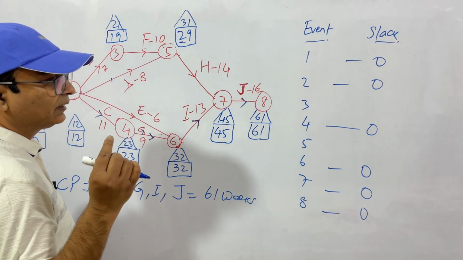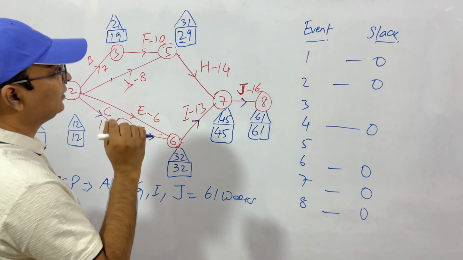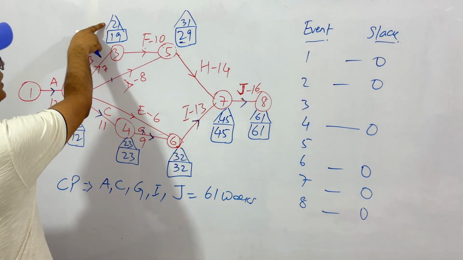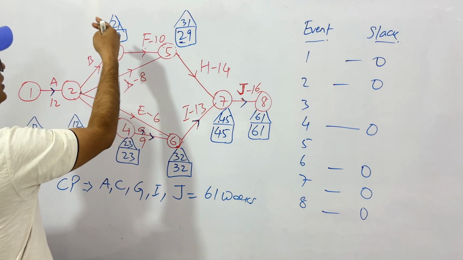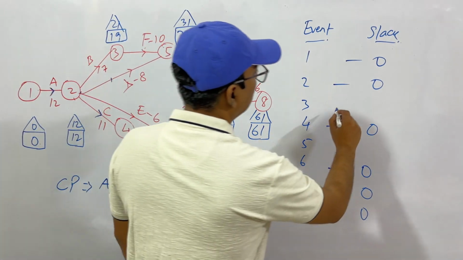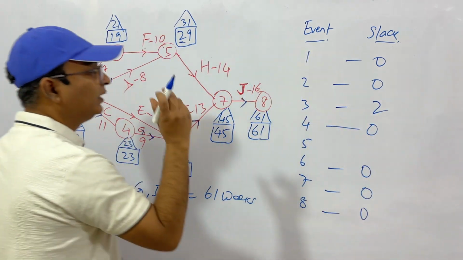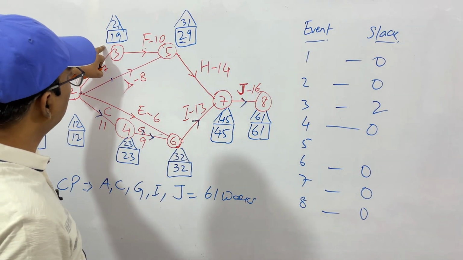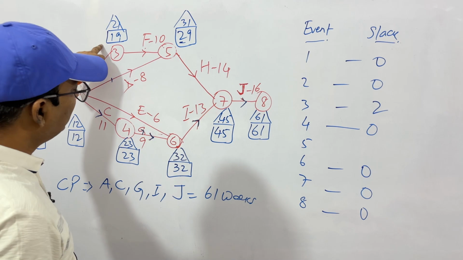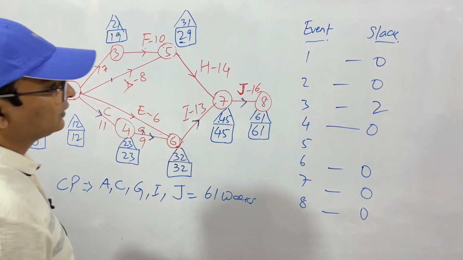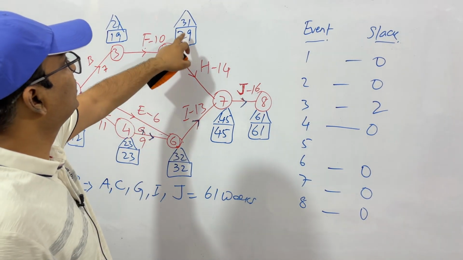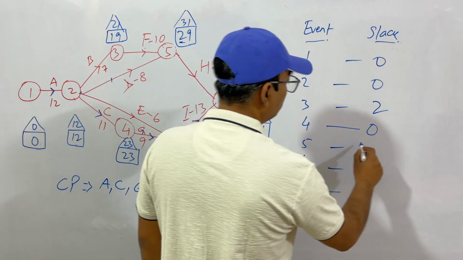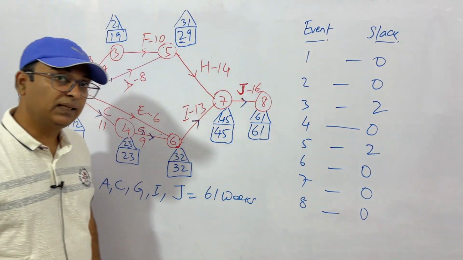But we have a gap, we have a window for 3 and 5. Let's see 3. See, 21 is the backward pass value and 19. So 21 minus 19, 2. So here we have a window of 2 days. That is, it can be started on the 19th, 20th and 21st. So you have a gap of 2 days. Then 5. Here also we have 31 minus 29. That is 2. So it is clear, slack is clear.